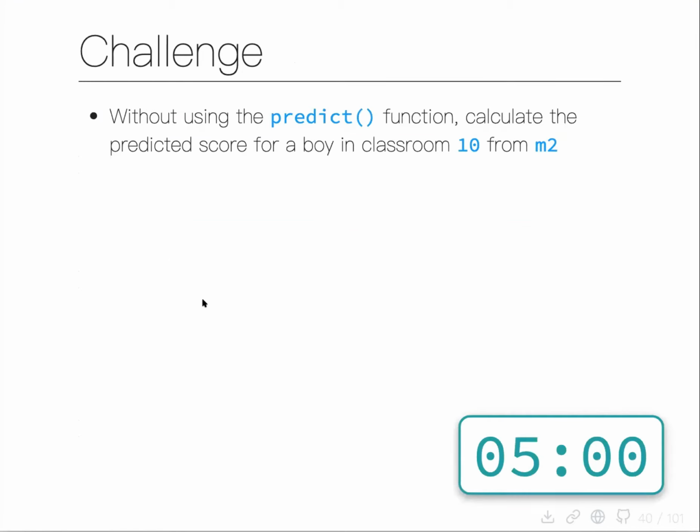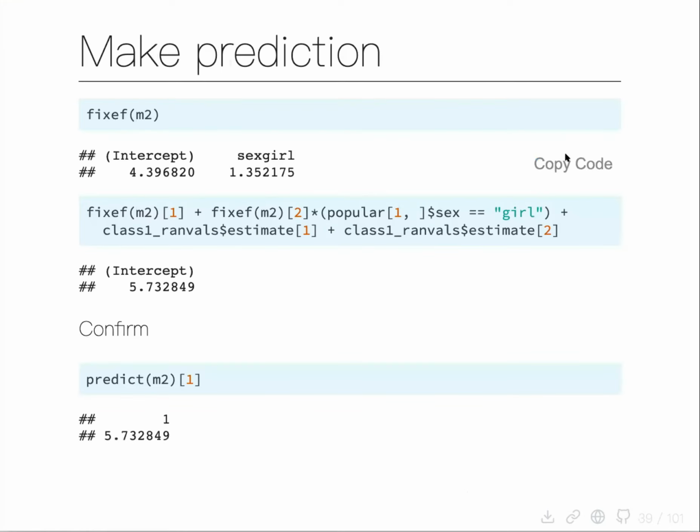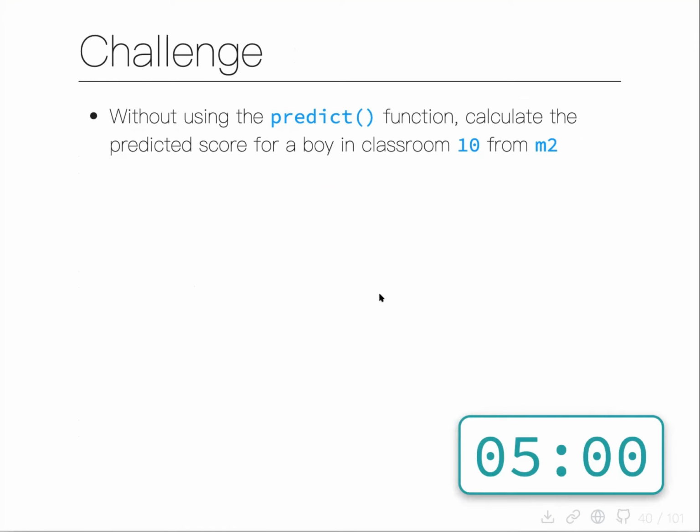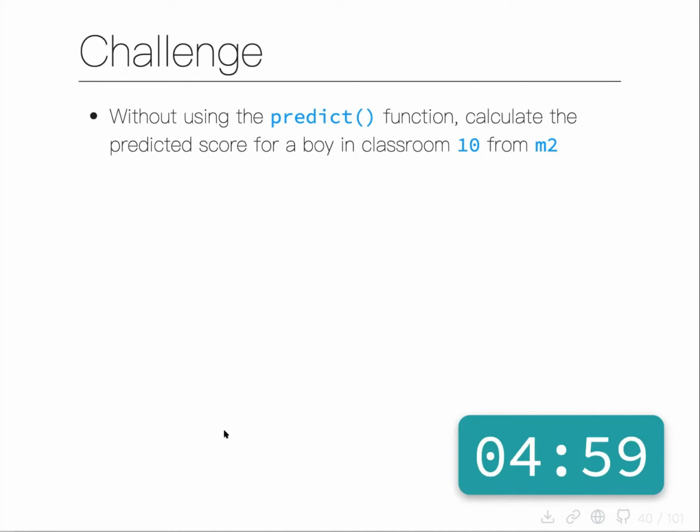So without using predict, try to do this on your own now. Predict a score for a boy in classroom 10 from M2. Back here we did this for a girl in classroom 1. Try to do the same thing for a boy in classroom 10. Probably not going to give you a full 5 minutes here. I'll give you more like 3 minutes.